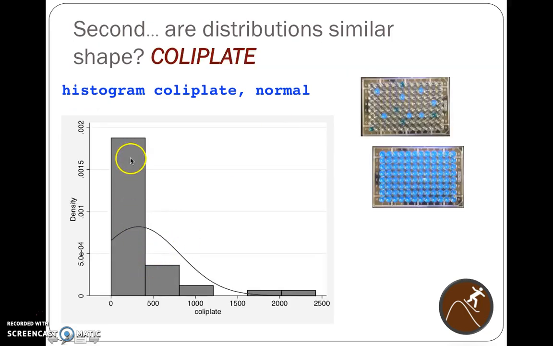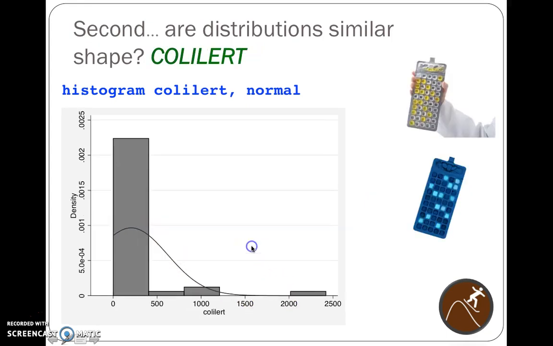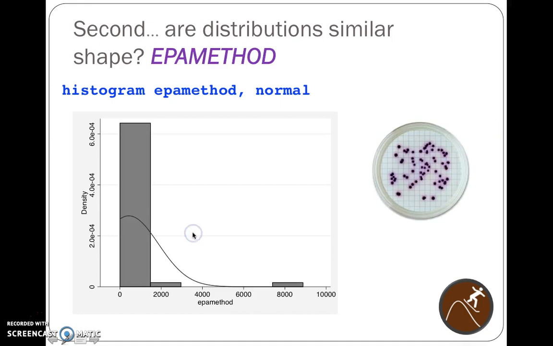So obviously when we look at the histogram for our Coley plate, we see that the histogram clearly has a big skew in it. So we have this huge right tail. These data are not normal. And then when we have the comma normal, here's the best fit normal curve. Let's see how that compares with Coley-Lert. Looks very similar. And then how does that histogram look compared to the EPA method? Again, very similar, except for we got some higher numbers out here.